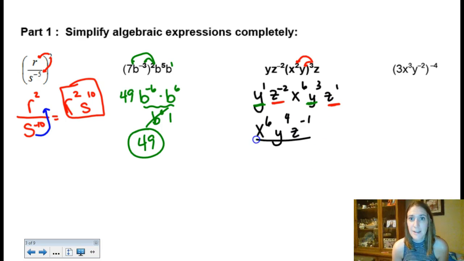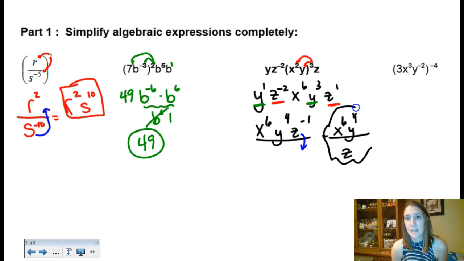Still not done. Because remember, anything with a negative exponent means that that base is on the wrong side. So just the z is going to move. So x to the 6th and y to the 4th is going to stay. And then z to the 1st is now down in the denominator. I write my z's like that because otherwise my z's look like my 2's and everyone gets confused.